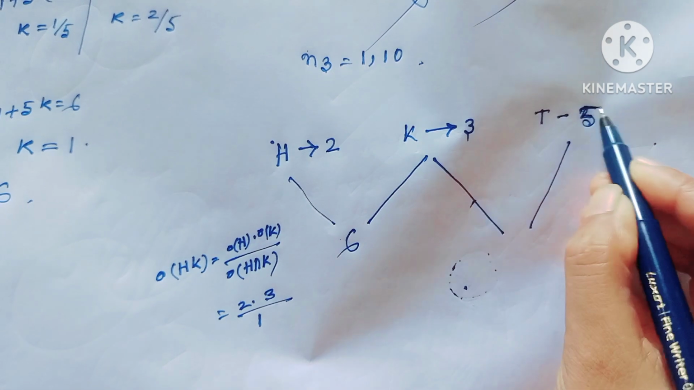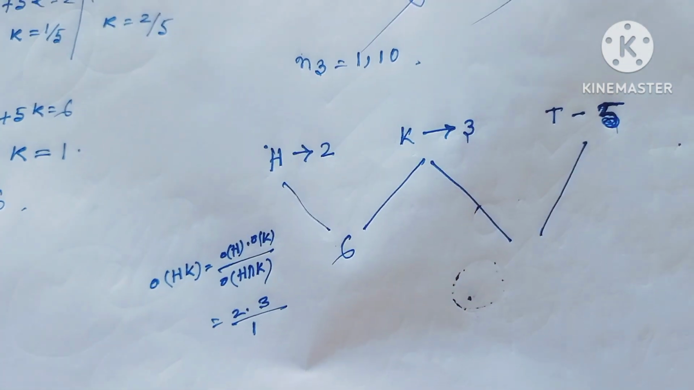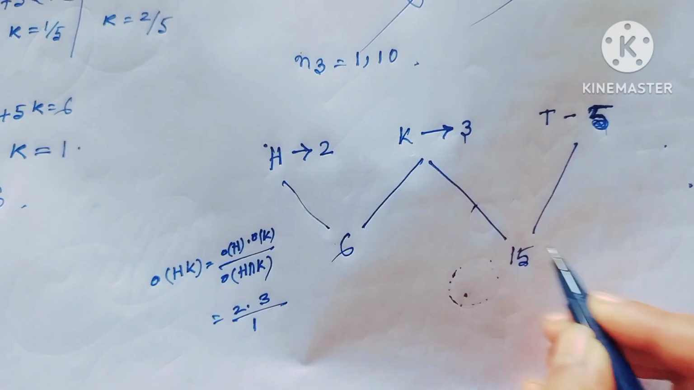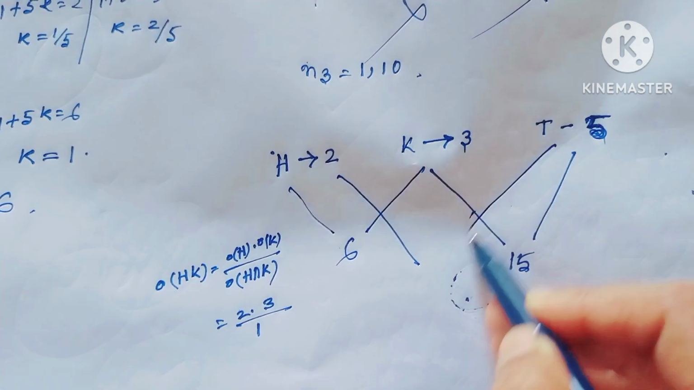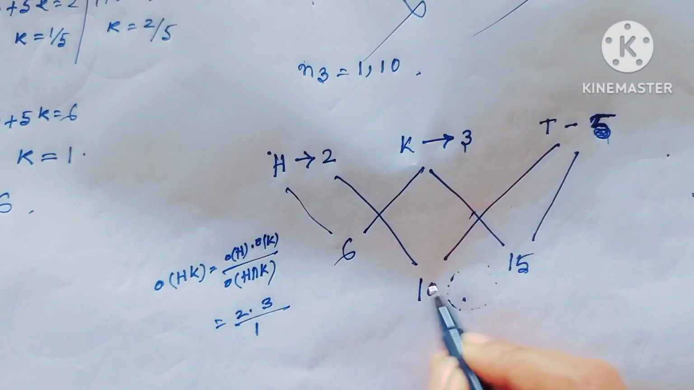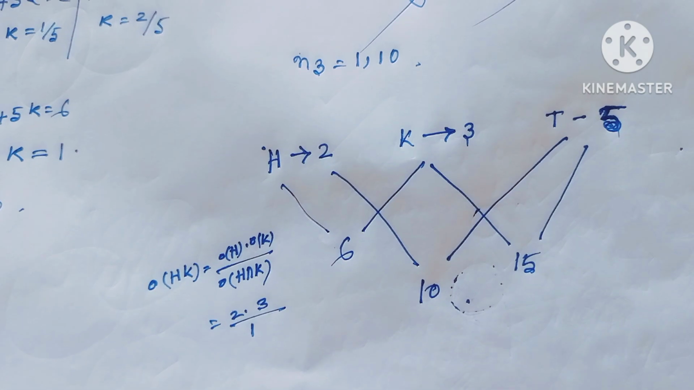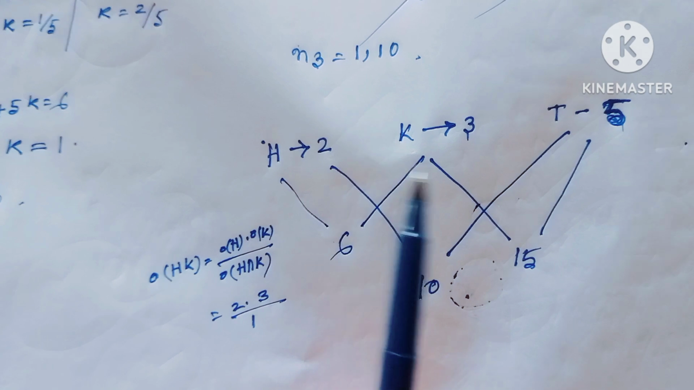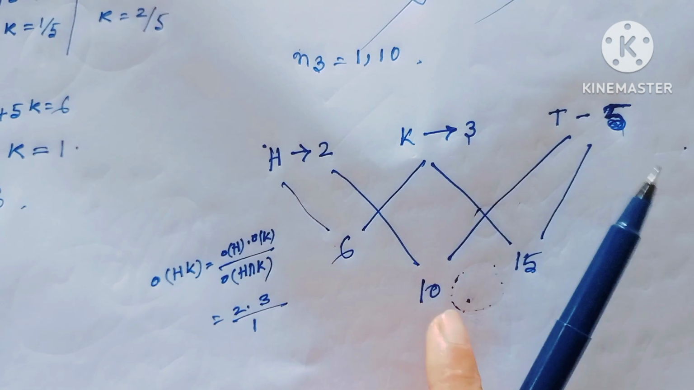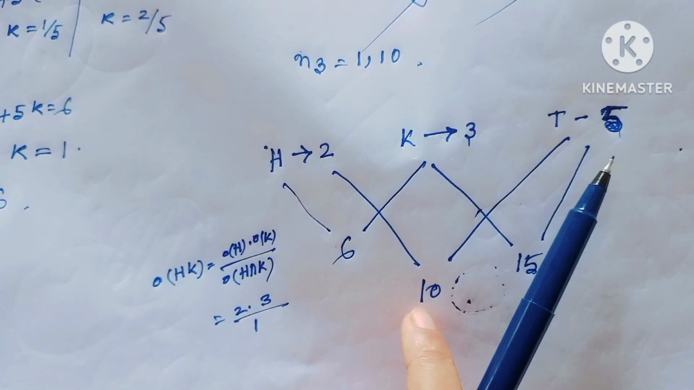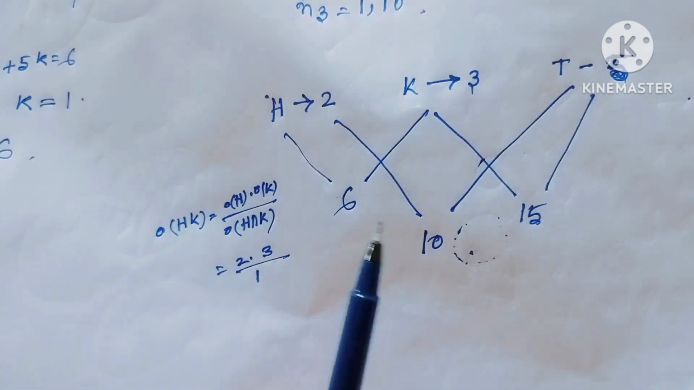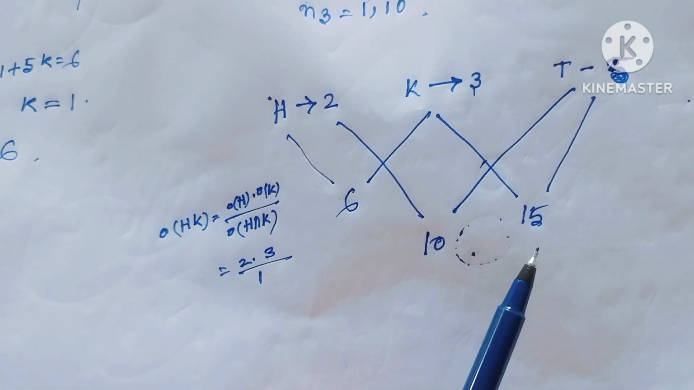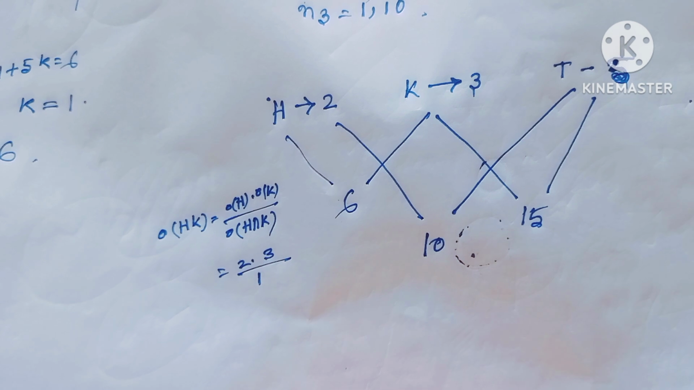with T equal to 5, a subgroup of order 15. Also there exists a subgroup of order 10. This type of subgroup exists: a Sylow 2-subgroup, a Sylow 3-subgroup, a Sylow 5-subgroup, a subgroup of order 6, a subgroup of order 10 and a subgroup of order 15. I hope all my viewers have understood.